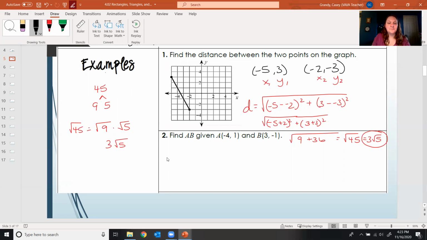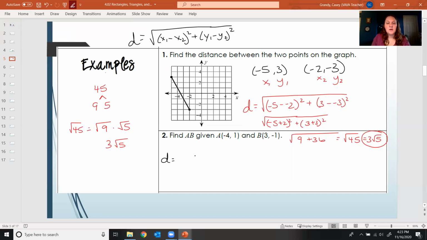Let's try the second one. D equals the square root, and you need to label your points. X, Y, X, Y. From the first point, give it sub 1s. The second point, give it sub 2s, and we'll plug that into the distance formula. x1 is -4 minus x2 is 3 squared plus y1 minus y2 squared. -4 minus 3 is a -7. -7 squared is a +49.